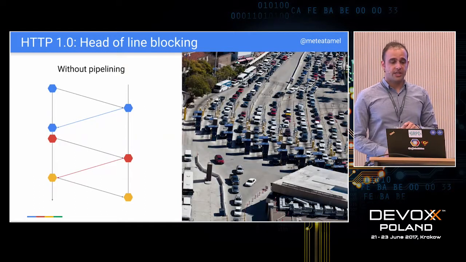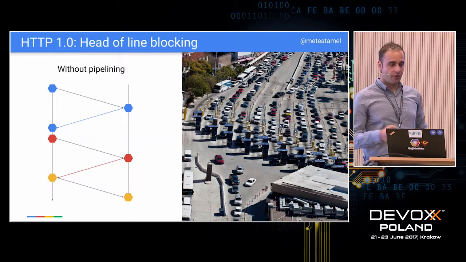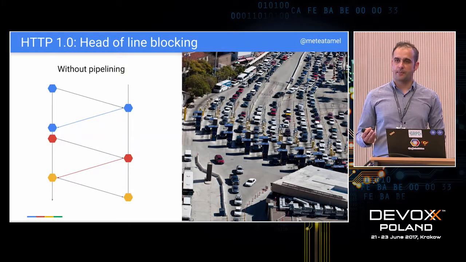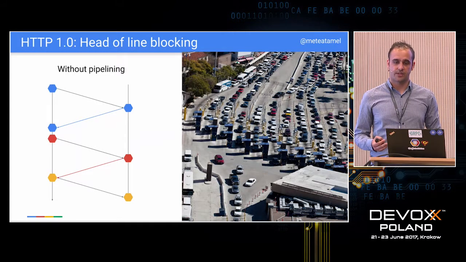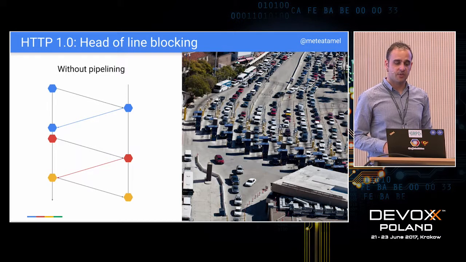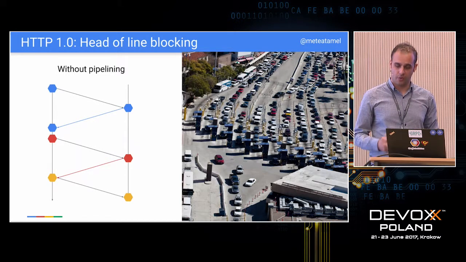So what you do in HTTP 1.0 is that you make a request, and then you wait for a response. And then once you get a response, you can make another request, and then you get another response. This is without pipelining, so there was no pipelining in HTTP 1.0. So this was very simple to think about, but at the same time, it was very limited because you had to wait for the responses to come back before you can make any requests.